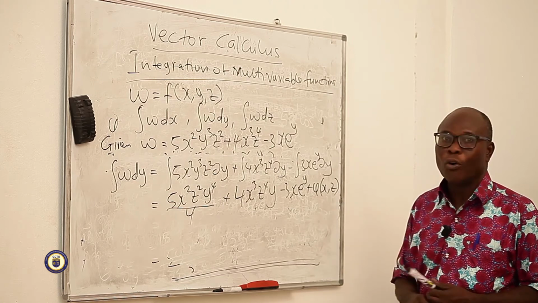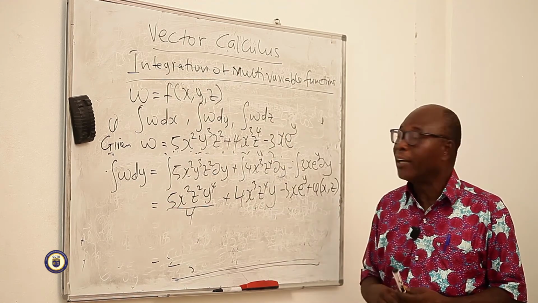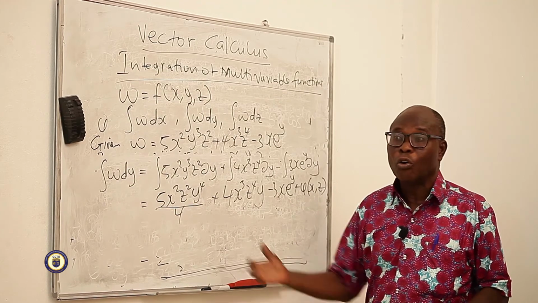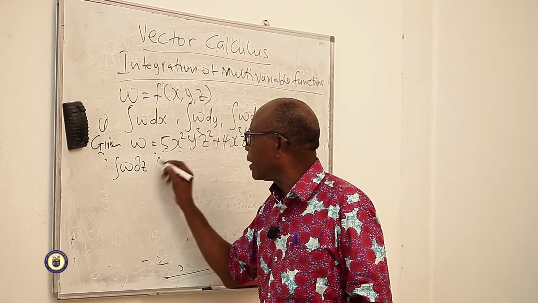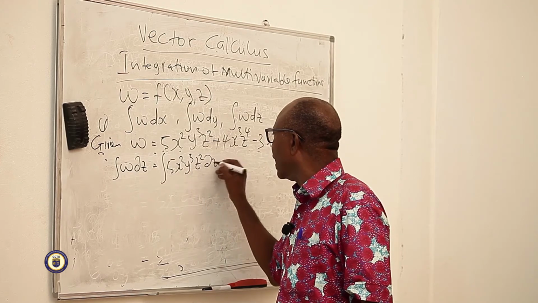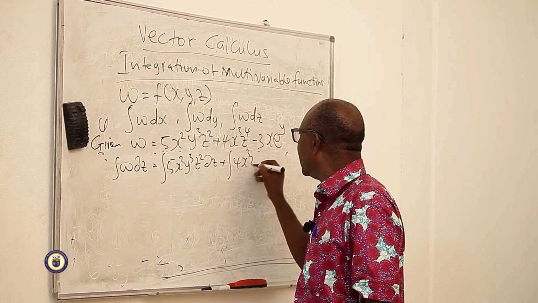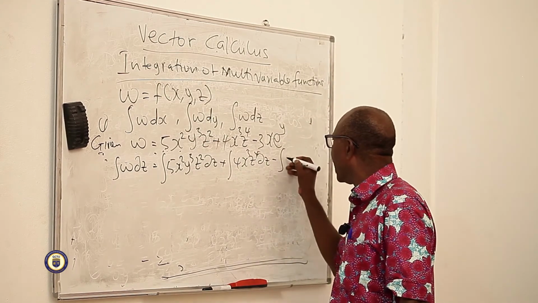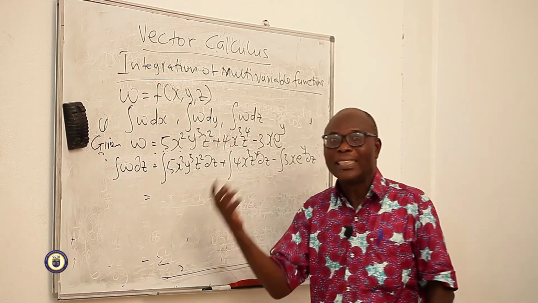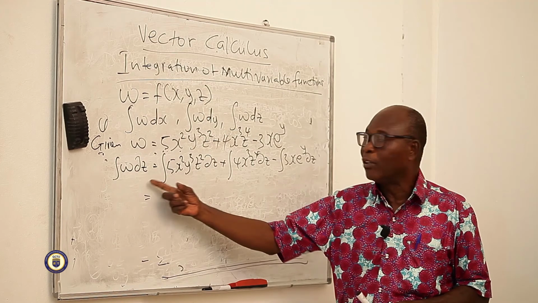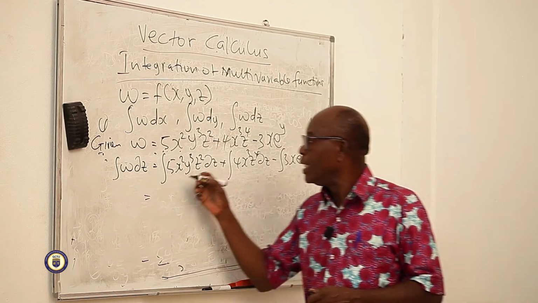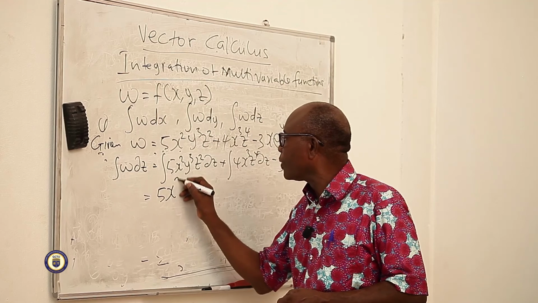And the last one, before we draw the curtain, we will look at integration of w with respect to z. And so that also follows the same trend. That will give us integral of 5x squared y cubed z squared with respect to z, plus integral 4x cubed z to the 4 with respect to z, minus integral 3x exponential y with respect to z. So in this case also, like we learned previously, realize that we are integrating with respect to z. So any variable you see in x and y becomes our constant. So in this case, our constant becomes 5x squared y cubed.